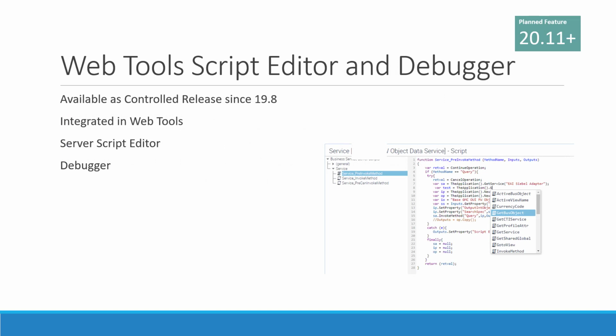As a preview into the future at the time of this recording, Oracle has announced the public availability for the script editor and debugger for server scripts in Siebel Web Tools for 20.11 tentatively. This is available as a controlled release since 19.8 and introduces a browser-side script editor for server scripts, which is fully integrated in Siebel Web Tools and includes a debugging facility.